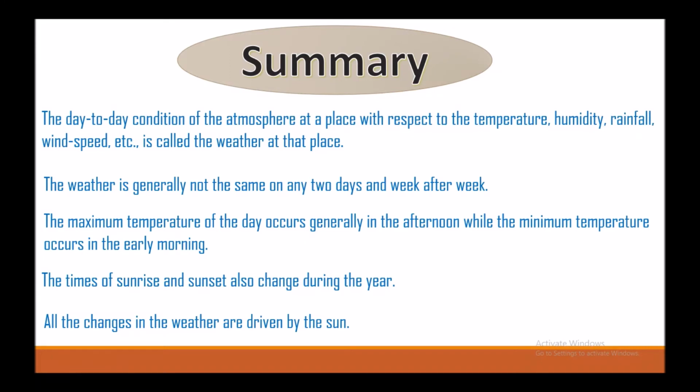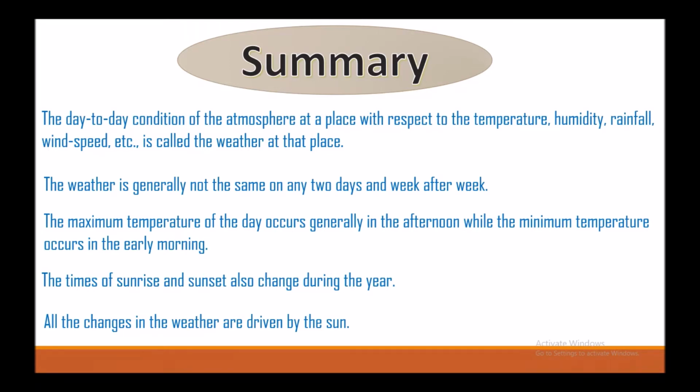The day-to-day condition of the atmosphere at a place with respect to the temperature, humidity, rainfall, wind speed, etc. is called the weather at that place. So weather is a change in the day-to-day condition of the atmosphere. The weather is generally not the same on any 2 days or week after week. For example, if it is sunny at noon, then it may be cold in the night. So it is not the same any day.